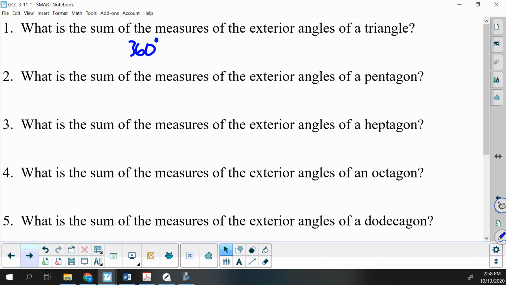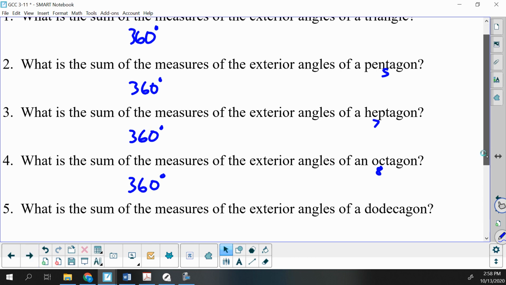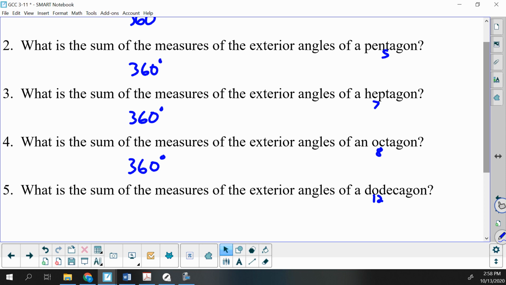Exterior angles of a pentagon, so 5 sides, add to 360 degrees. The sum of the exterior angles of a heptagon, which is 7 sides, add to 360 degrees. The sum of the exterior angles of an octagon, which is 8 sides, add to 360 degrees. And a dodecagon, which is 12 sides, decagon would be 10, dodecagon is 12. Hopefully we can say it all together: they add to 360 degrees.